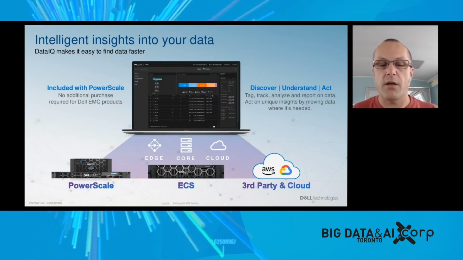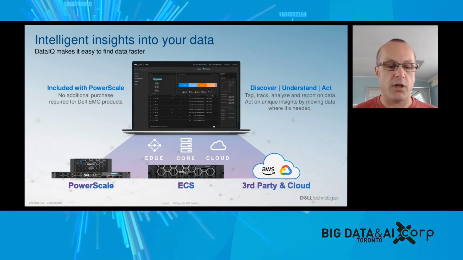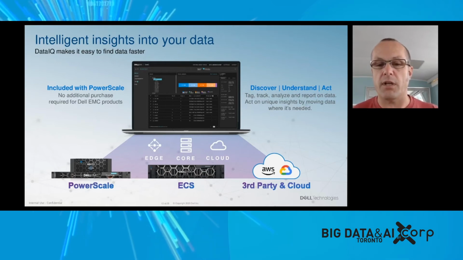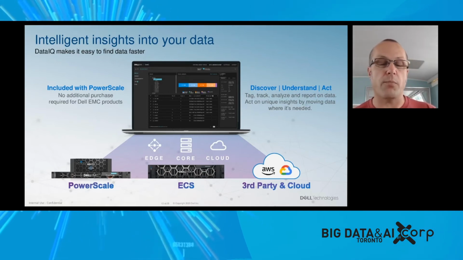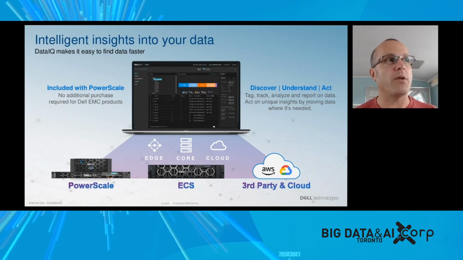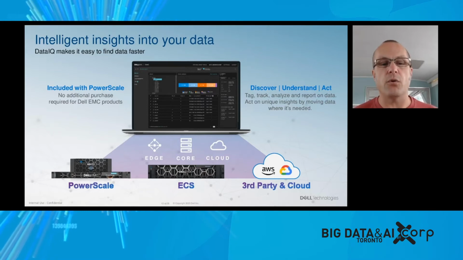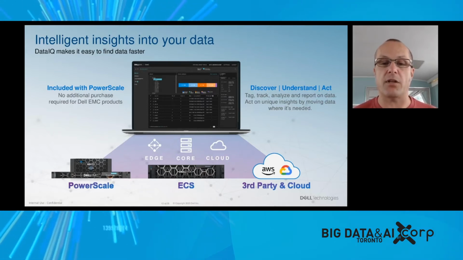So say you have one application or workflow that is across, maybe it's got some data in PowerScale, maybe it's got a little bit of data in ECS, maybe it's got some data in some other third-party platform, or maybe in the public cloud. You'll be able to consolidate all that and get a holistic, one-pane view of exactly the data that application is using.